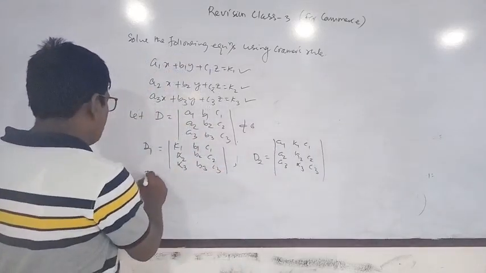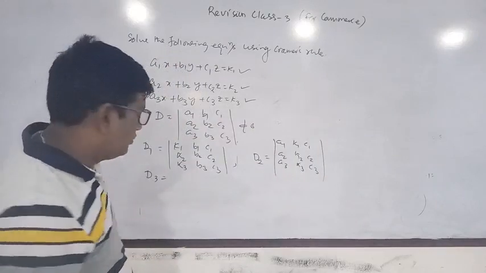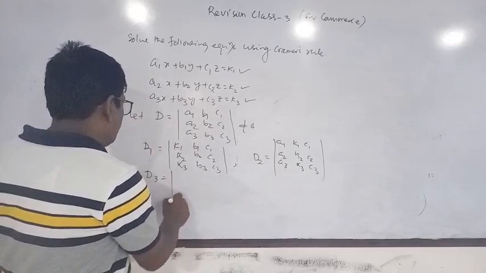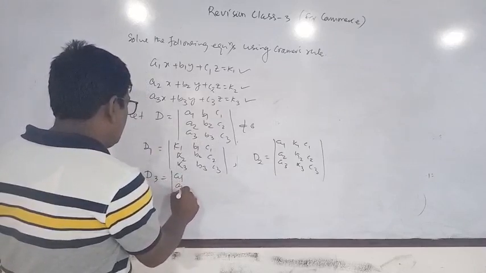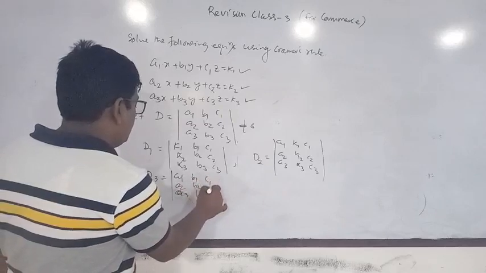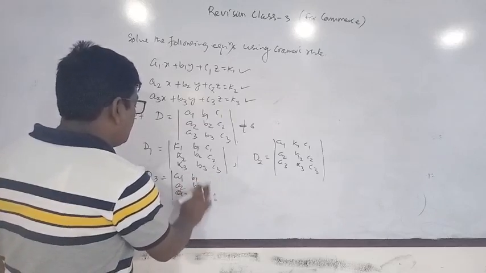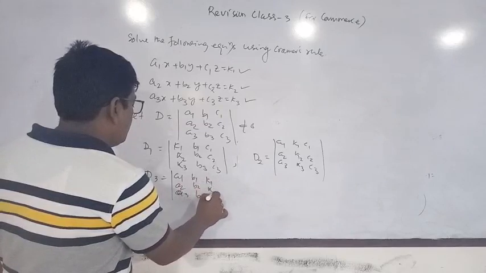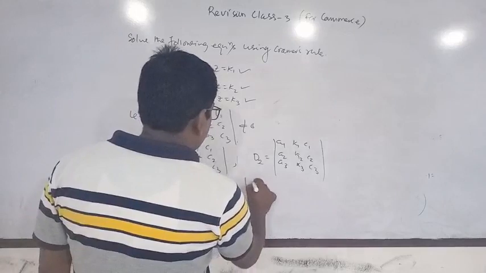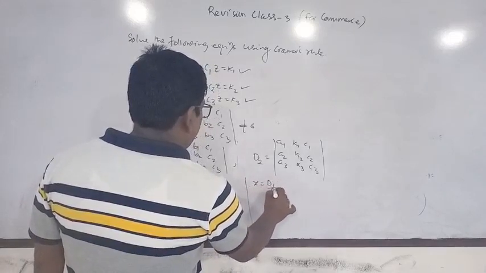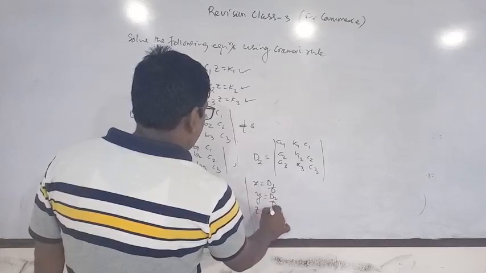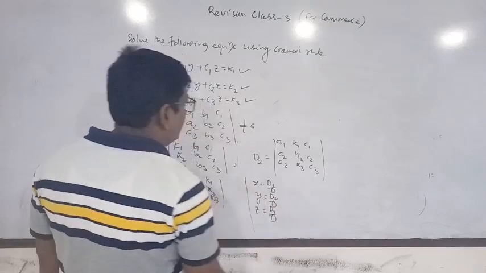Then D3 is equal to, for column 3, the right hand side elements: a1, a2, a3, b1, b2, b3, and c column replaced by k1, k2, k3. Find it. Now x is equal to D1 by D, y is equal to D2 by D, z is equal to D3 by D.